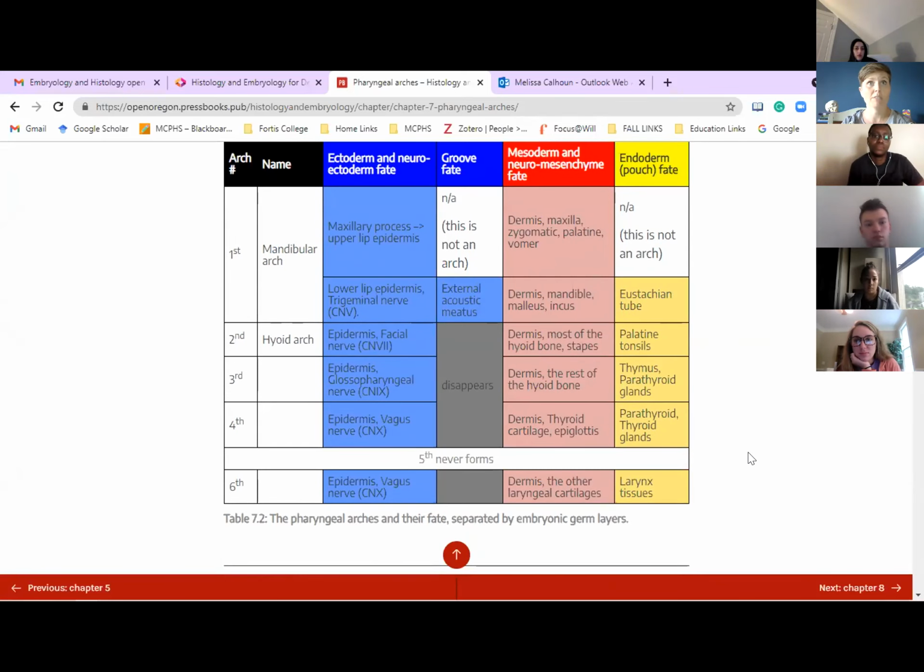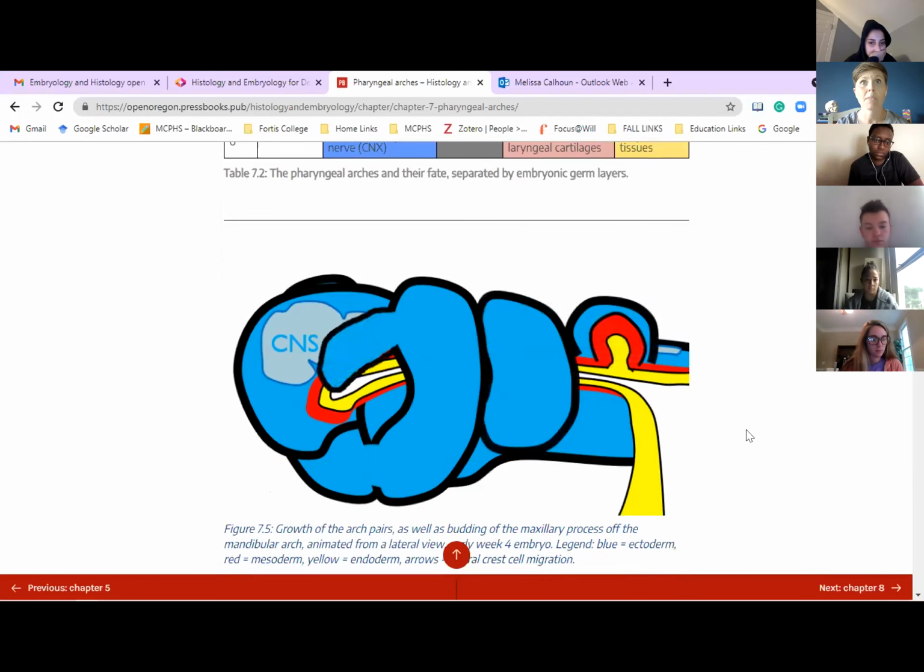Here's another great chart, right? You have your first pharyngeal arch, which turns into your mandibular arch, the ectoderm and the neuroectoderm, the maxillary process, the upper lip epidermis. There's no groove state, but then there's the mesoderm and the neuromesenchyme state, what they turn into. I feel like it breaks it down in a much nicer, prettier way for those visual learners that need to see.